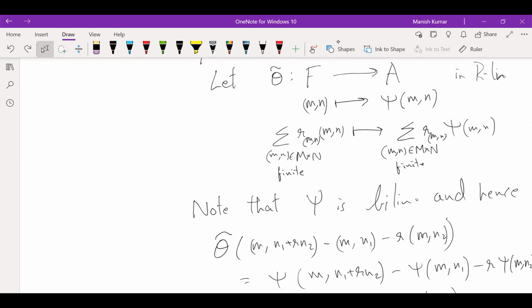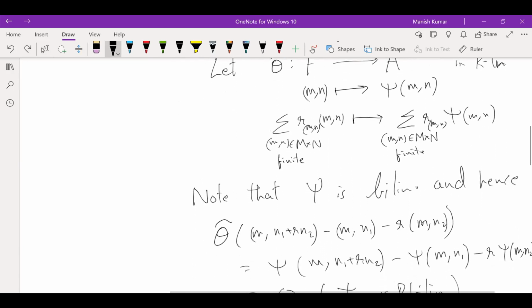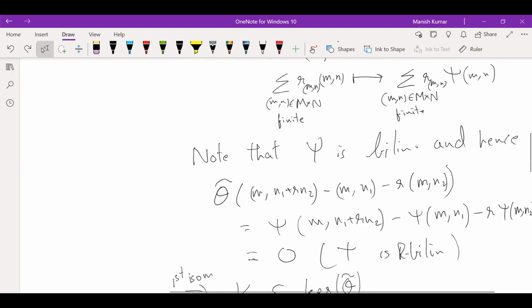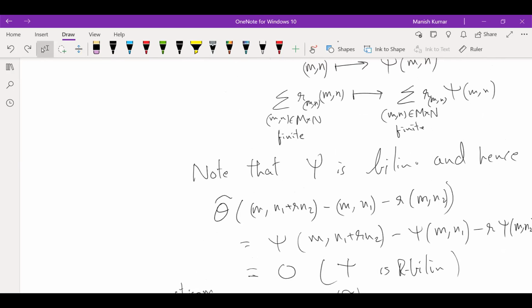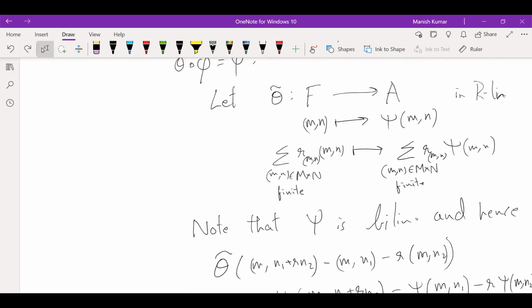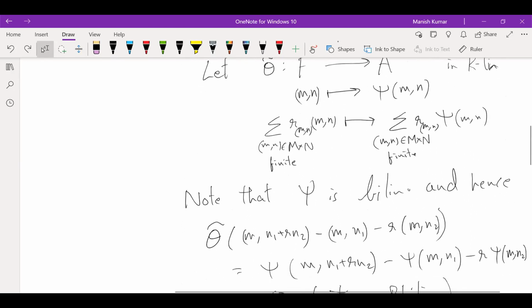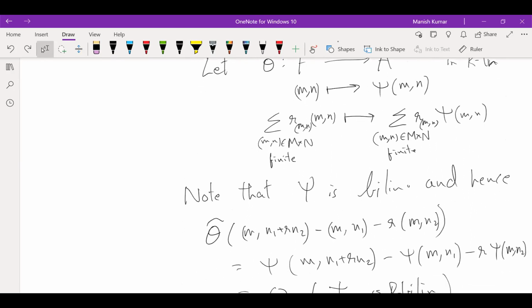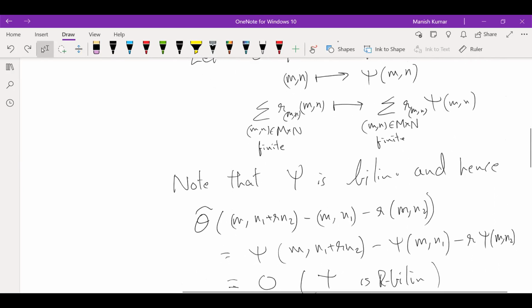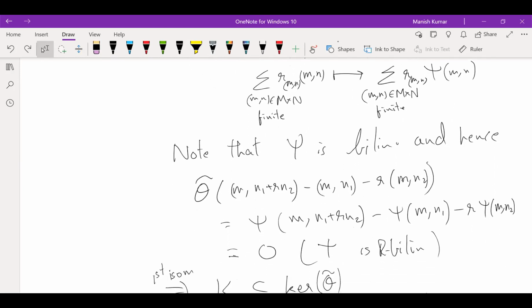Note that C is bilinear, so that is where we will use the fact that C is bilinear. Theta tilde of this guy is just C of this guy, because that is the definition. Theta tilde of the sum is basically, you look at the coefficients, you put C in front of it. But since C is bilinear, this is precisely 0.